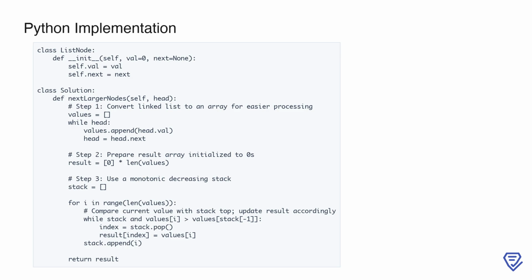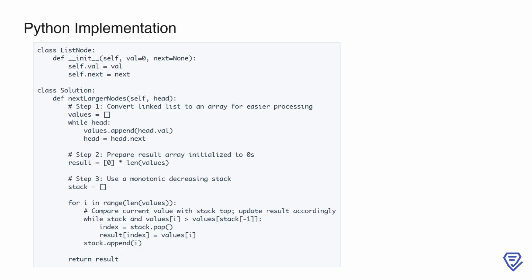2. Initialize the result array. We create a result array of the same length as values, initialized to all zeros. This array will store the next greater node values for each position. If no greater value exists, the corresponding position remains 0. 3. Monotonic decreasing stack. The key to solving this problem efficiently is using a stack to keep track of indices of elements in decreasing order.